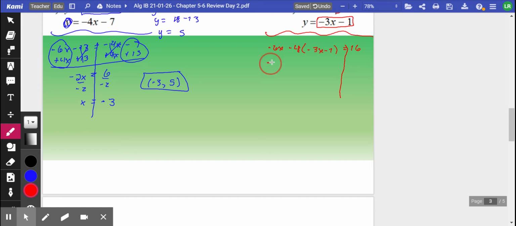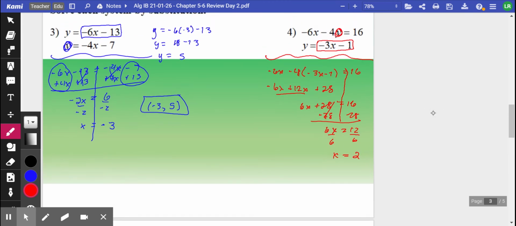So distribute, and this is where most mistakes happen. Negative times a negative, that is positive 12x. Negative times a negative, that is positive 28. Add your x's together. I get 6x plus 28 equals 16. Minus 28 on both sides. I get 6x equals 12. Divided by 6, and x equals 2.